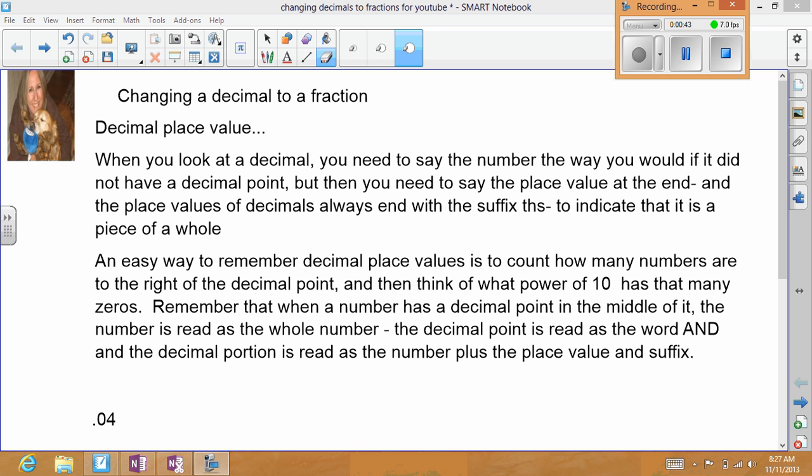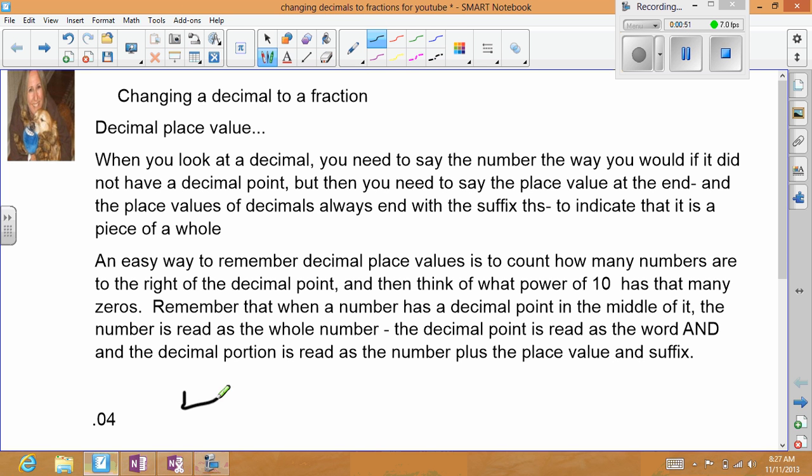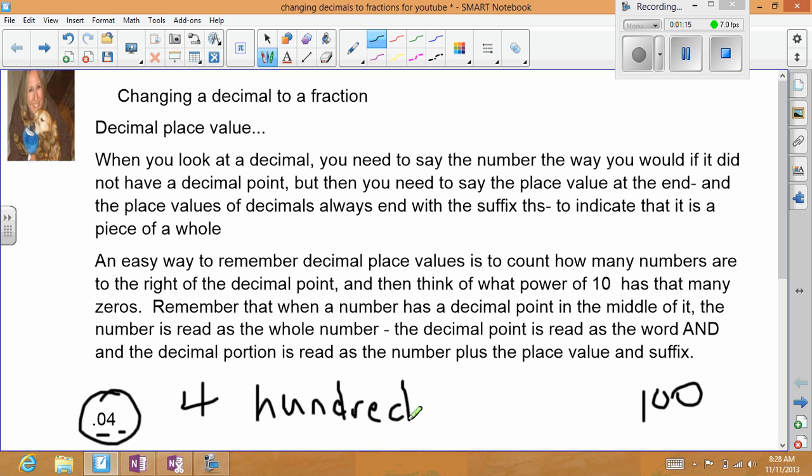So let's begin. First number I see here is a 4. So I just write the number 4. And then I look at my number and I see that it has 2 numbers to the right of the decimal point. So I need to think about what number is it that ends with 2 zeros. So that's 100. So this problem right here is read as 4, and I write the word 100 like I normally would, but because it's a decimal number, I have to add that THS at the end. So this number is read as 4 hundredths.